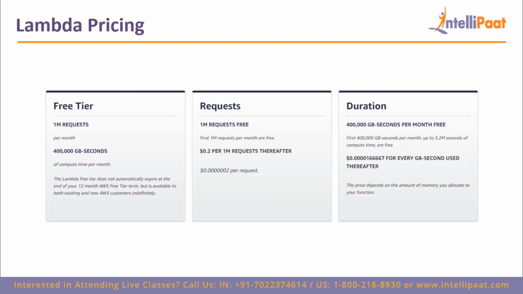Also, you might be wondering what GB-seconds and 1 million requests are. 1 million requests is when the Lambda function is triggered 1 million times, and GB-seconds is the compute time. So 400,000 GB-seconds of compute time is allowed per month. And as I told you, 1 million requests are free, and after that each additional 1 million requests costs you $0.20. After the free 400,000 GB-seconds per month, every GB-second you use will cost you $0.000166667. So that is all about Lambda pricing.